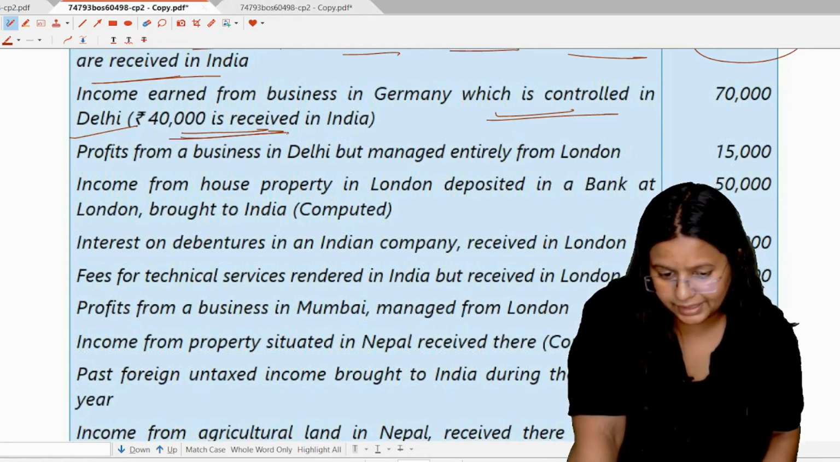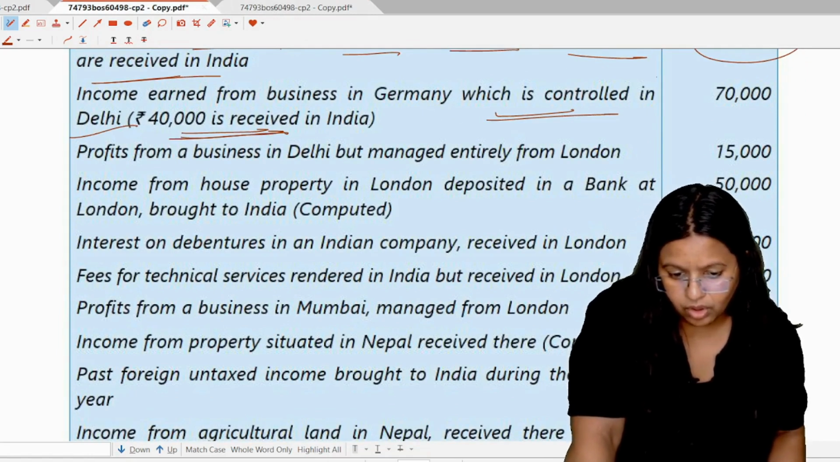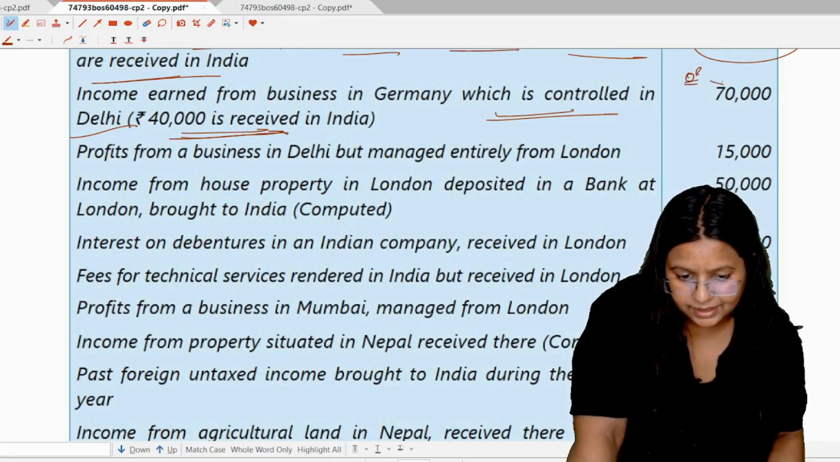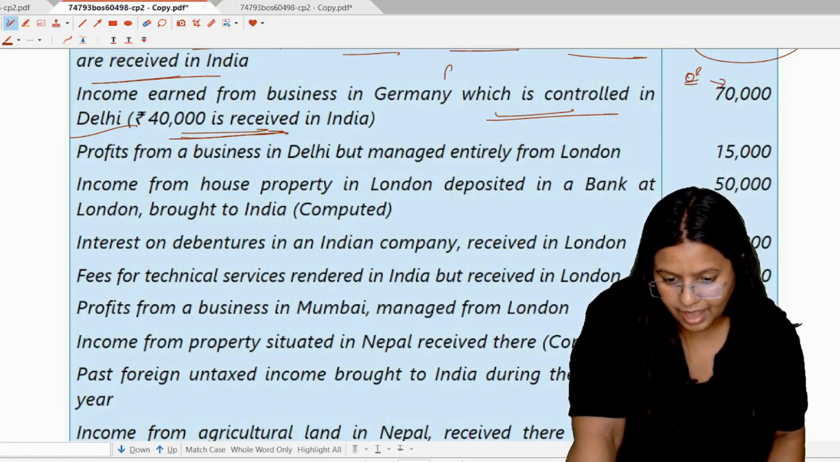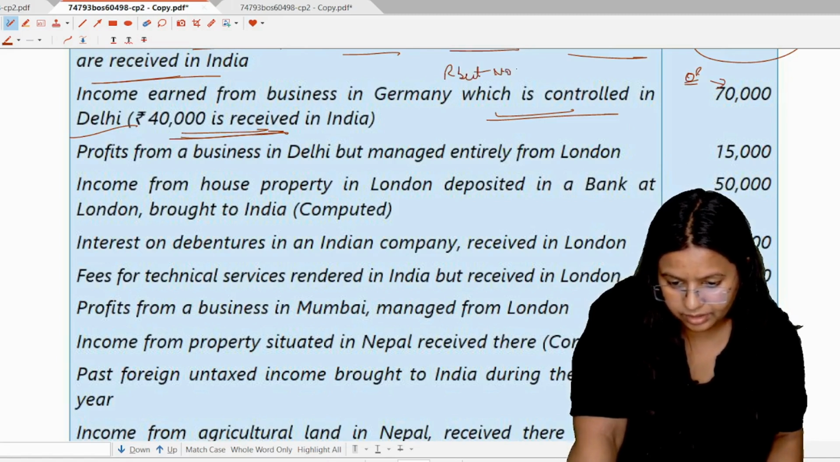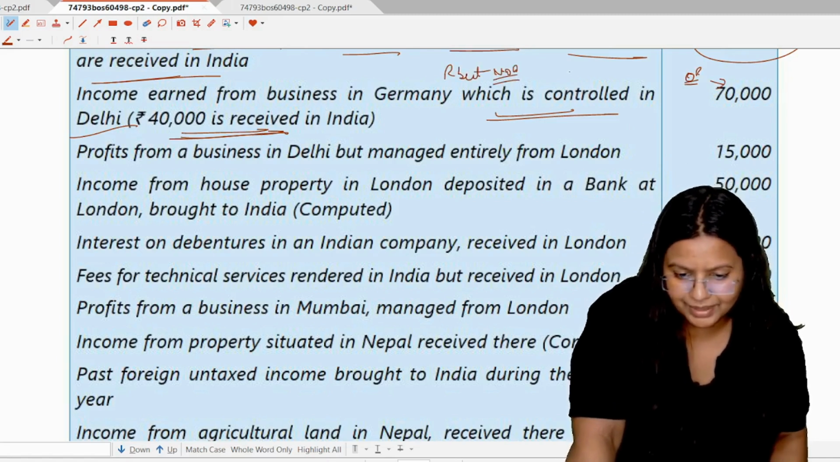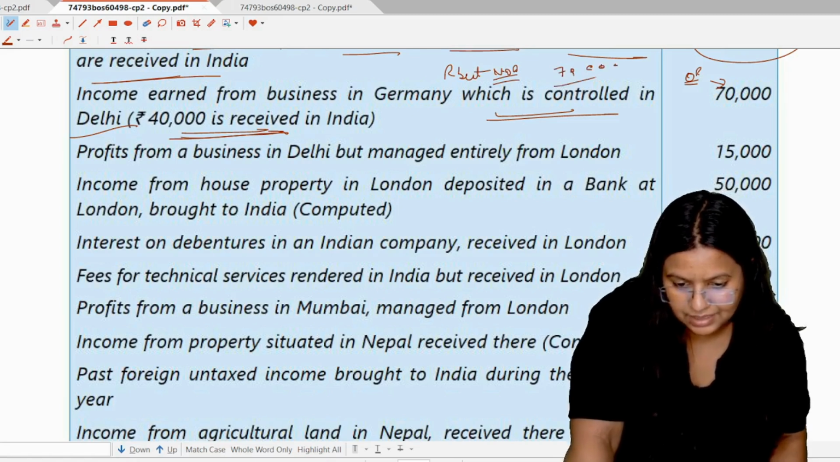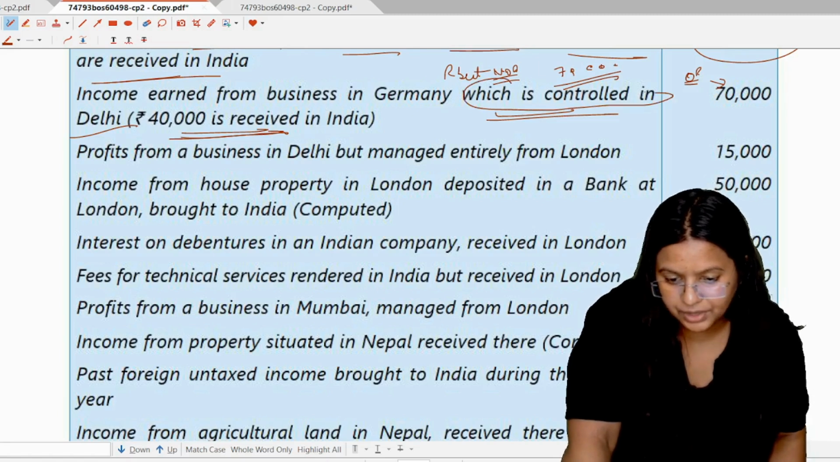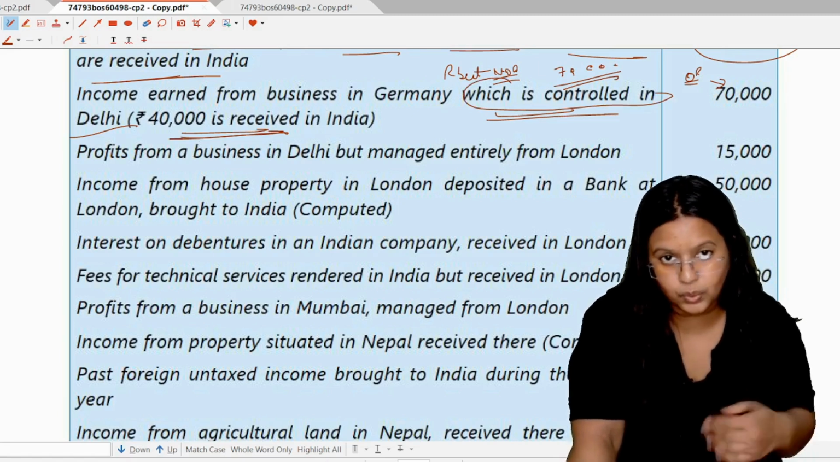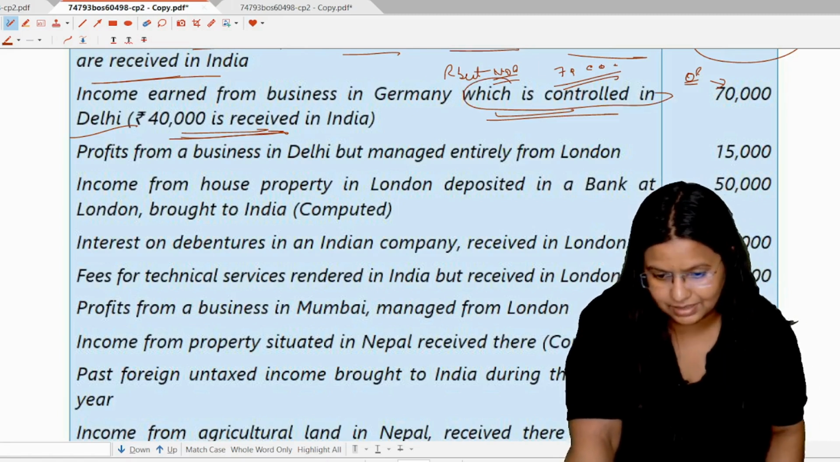Next is income earned from business in Germany, which is controlled in Delhi. 40,000 received in India. So students, first of all, for ordinarily resident, the complete income will be taxable, that is 70,000. For NOR too, the complete income will be taxable, 70,000. The reason is that the business is in Germany but it is controlled in Delhi, India, and so the complete income will be taxable here.